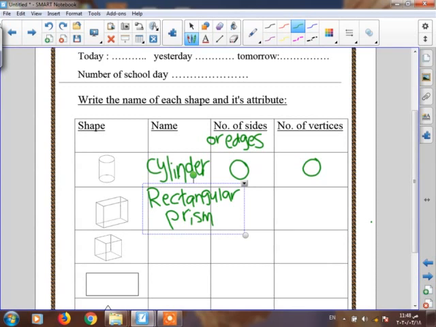Rectangular prism. After this, junior, I have to get the number of edges. How many edges do I have in a rectangular prism? Yes, as I told before, it's 12 edges. And how many vertices? 8 vertices.